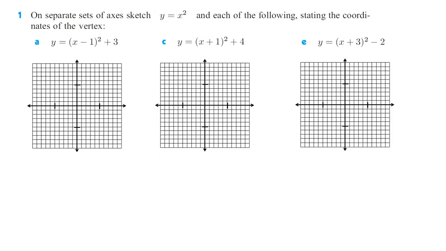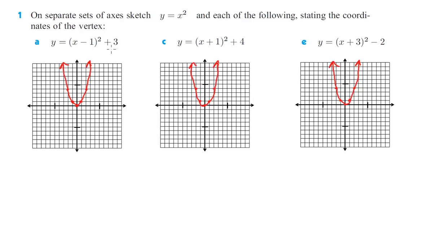Okay. Moving on to this one here. On separate sets of axes, sketch y equals x squared, and then sketch each of the following coordinates of the vertex. So, I suppose we can graph the plane of y equals x squared. Okay, that's y equals x squared. I'm going to do that on the rest of these here. Okay, so here are our graphs, the red ones here are the y equals x squared graphs. And now we're going to see what these do.